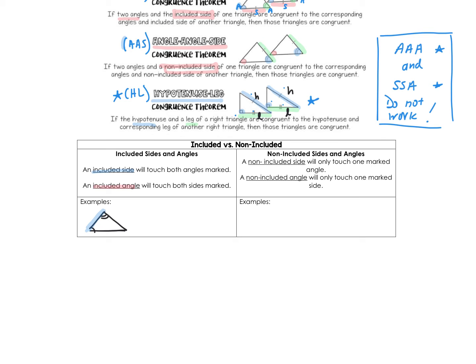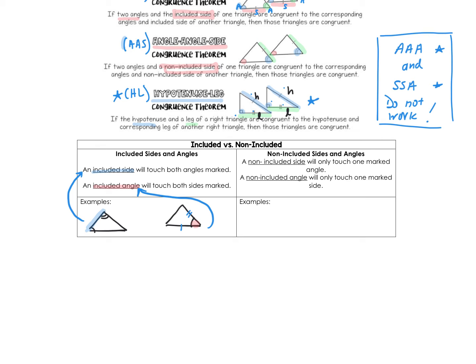An included angle will touch both of the sides that are marked in your picture. Okay, so if we wanted to say that this is our included angle, that angle would be included in between two marked sides in your picture. So I'm going to mark those with tick marks, like this side and this side. Okay, so this one is the included side, and this one is the included angle.